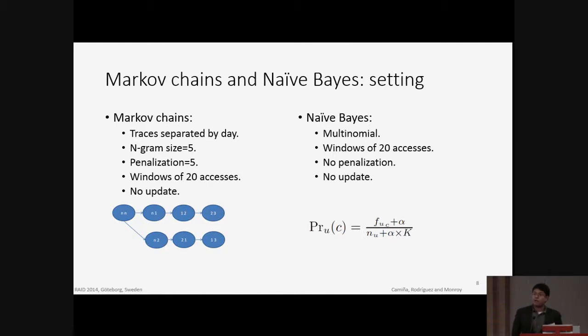And an important thing is that we are currently not taking updates. That is, we aren't assuming the model is updating constantly, even though the file system changes every day. The user deletes or creates or accesses or moves files, but we are not taking this into account for the experiments. And for Naïve Bayes, we are also taking no update, and we're taking windows of 20 accesses to say whether, from those 20 accesses, it's an anomaly or not.